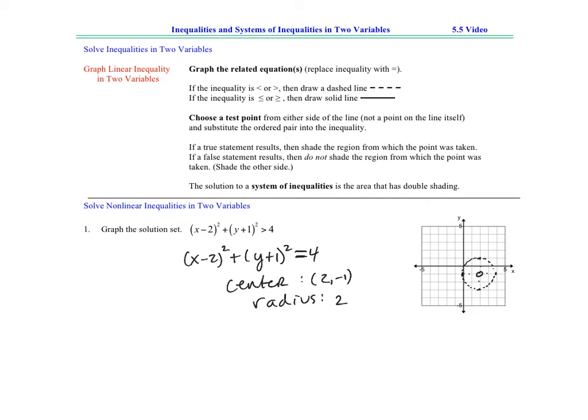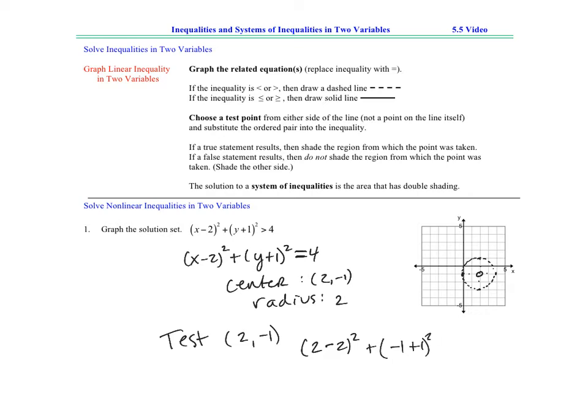Now, I don't know which points make this inequality true, but looking at my graph, there's two parts. There's either all the points outside the circle or all the points inside the circle. And so we're either going to shade one or the other. So the trick is just to test a point with circles. The easiest test point is the center.